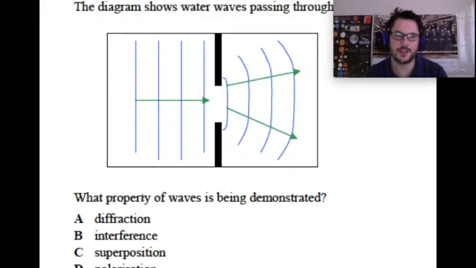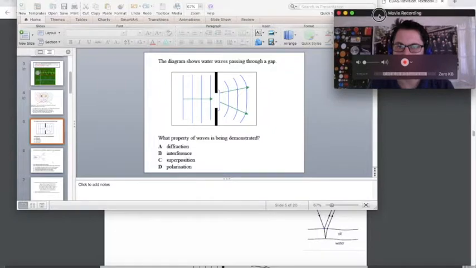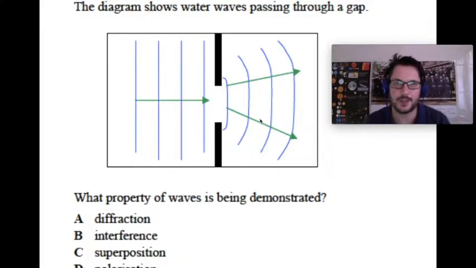Let's take a look at this question. The diagram shows a wave passing through a gap. Which property of waves is being demonstrated? A, diffraction, B, interference, C, superposition, or D, polarization? Pause the video and try to figure it out. The answer is diffraction. Diffraction is when waves are bent as they pass through a gap, and here we can see the waves are bent. Okay, next one.